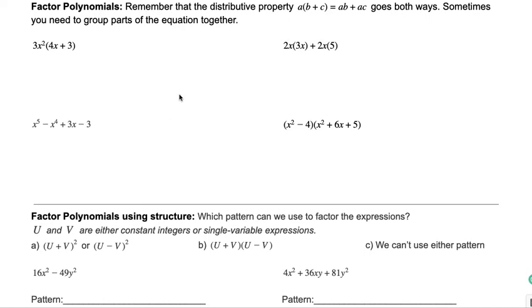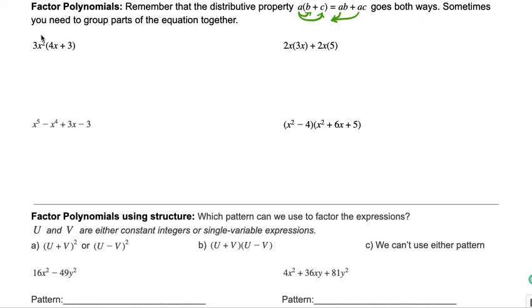So the idea here is we know our distribution, right? So A can be multiplied into these parentheses, and you get AB plus AC. So A times B and A times C is AB plus AC. Likewise, it works both ways. You can also factor out the A to get A times B plus C. So it works both ways. To illustrate that, let's take a look at these first two examples.